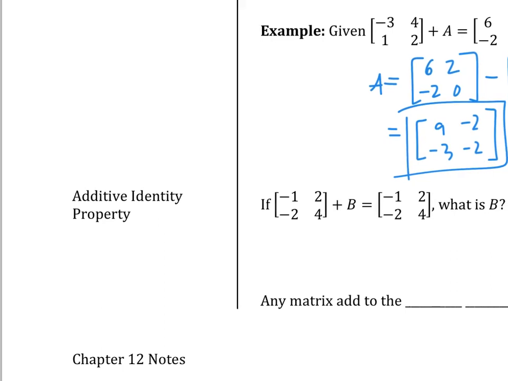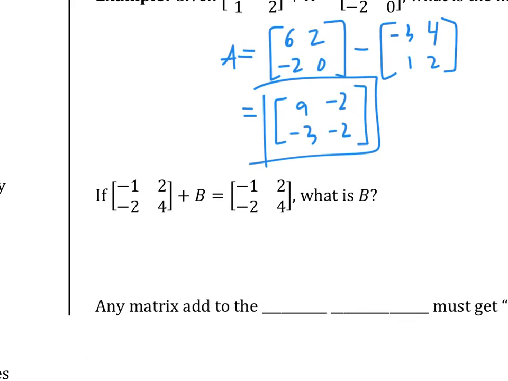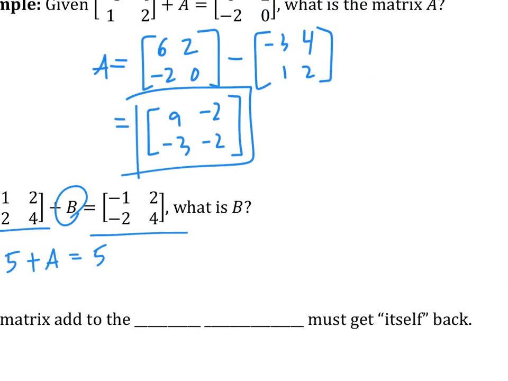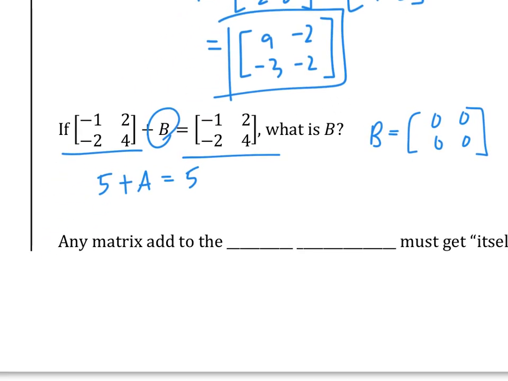Now let's think about this one, additive identity. If some matrix plus the B matrix is the same matrix back, what do you think B matrix is? So kind of ask yourself, if 5 plus A is equal to 5, what must A be? If you want to get itself back, that matrix better be nothing, right? There's nothing in there. So B has to be the 0 matrix. And it has to be exactly the same size, because if it's not, you can't add them. So B has to be a 2 by 2 0 matrix.